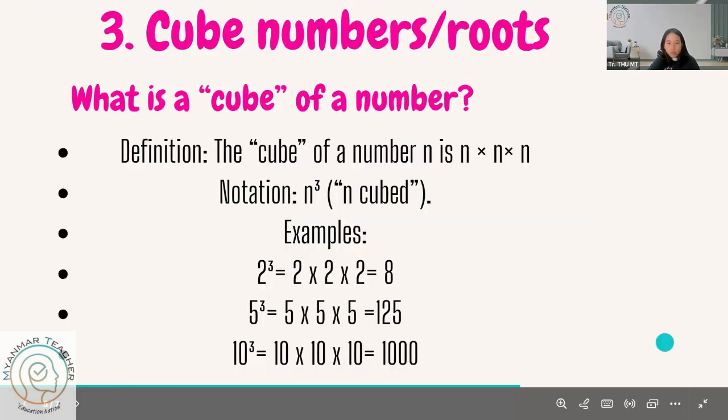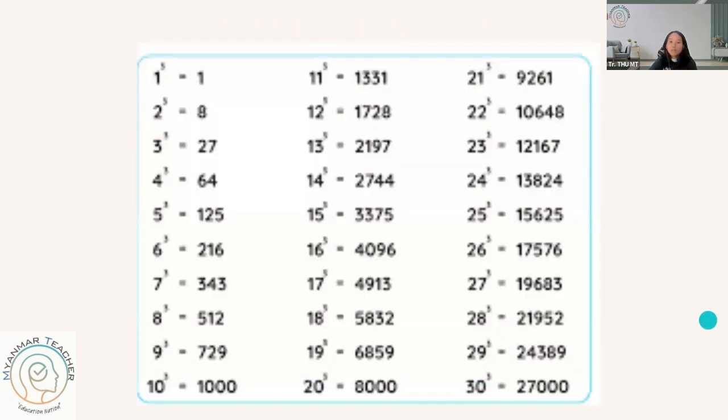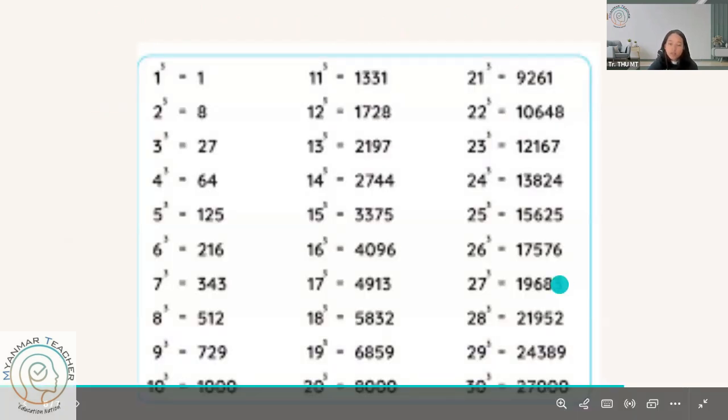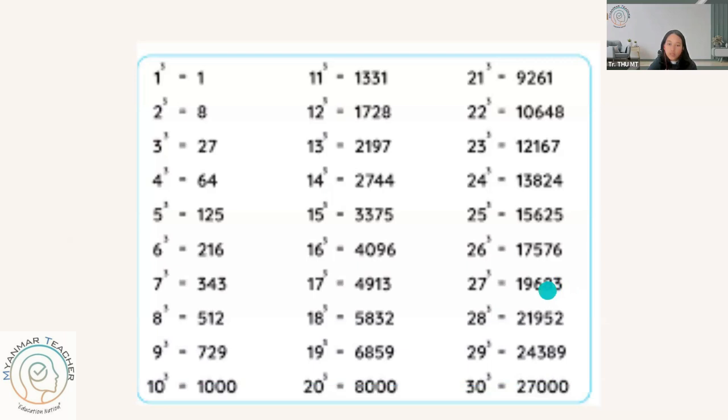Cube numbers and roots. What is the cube of a number? The cube of a number n is n times n times n. The notation is n cubed. Examples: 2 cubed equals 2 times 2 times 2, which equals 8. 5 cubed equals 5 times 5 times 5, which equals 125. 10 cubed equals 10 times 10 times 10, which equals 1,000. I put in another diagram; it's like the square one, but this is for cubes, so they have 3, and then the numbers get higher.